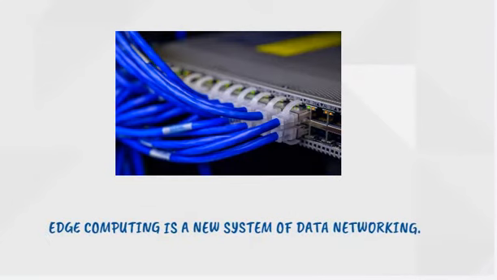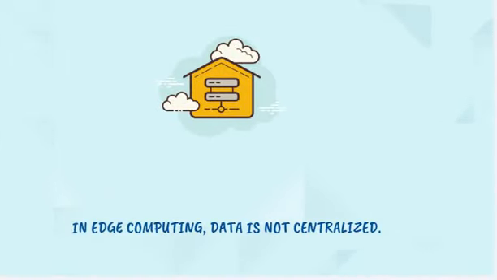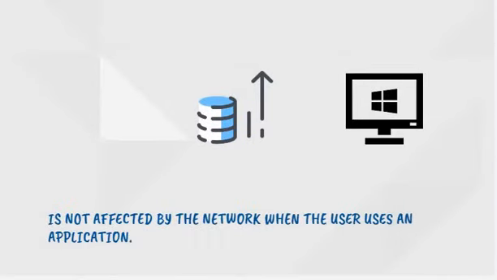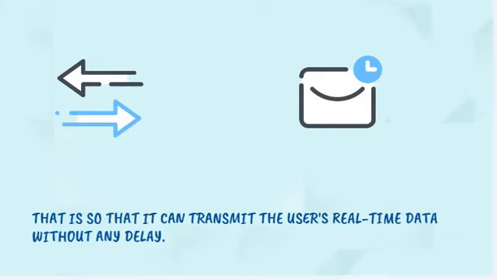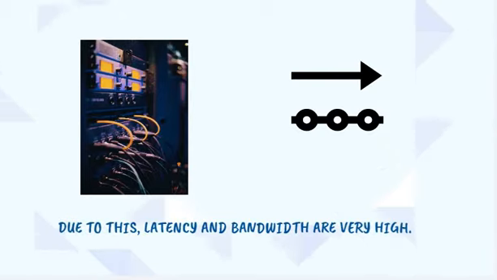Edge computing is a new system of data networking. In edge computing, data is not centralized. Edge computing was created so that the application's performance is not affected by the network when the user uses an application. That is so that it can transmit the user's real-time data without any delay. Cloud's data center is located at a few locations. Due to this, latency and bandwidth are very high.